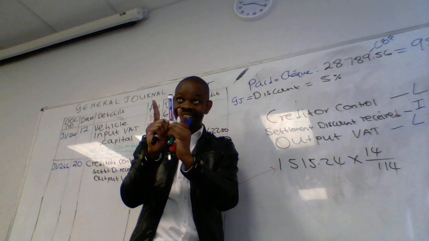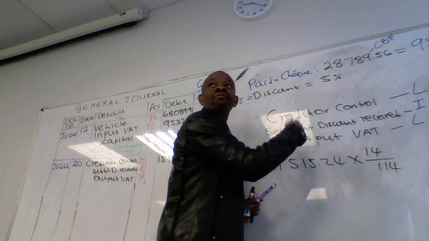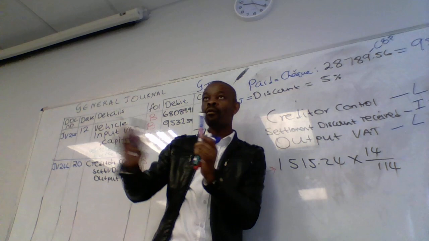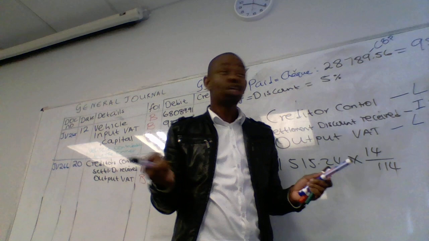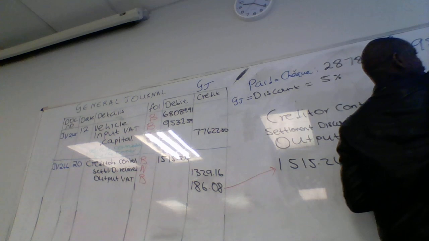The output VAT is the VAT that must be paid to SARS. Remember, I'm reversing the input. For me to reverse the input, I must increase what? The output. So, for example, let's say you have got input of 100 and output of 20.